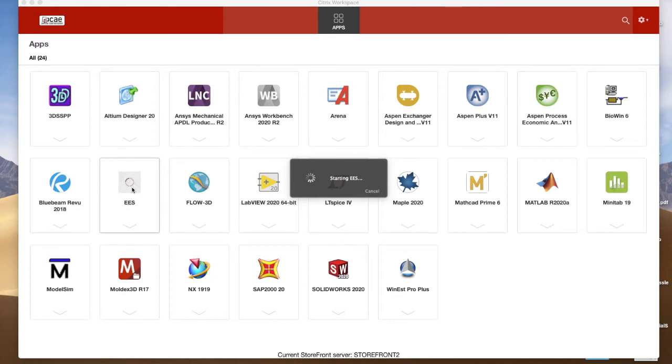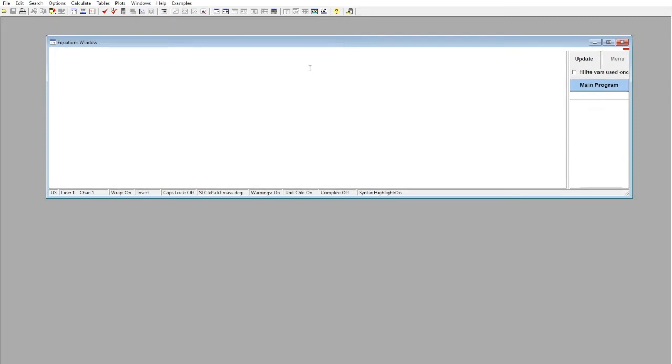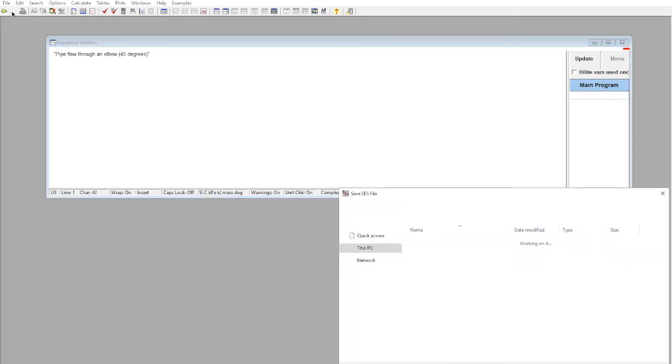Takes a little bit sometimes. All right. So now I always give it a name. Pipe flow through an elbow, 45 degrees. Try to be as descriptive as possible. Okay, so now what do we know? Actually, you know what I'm going to do first? I'm going to save this right away.